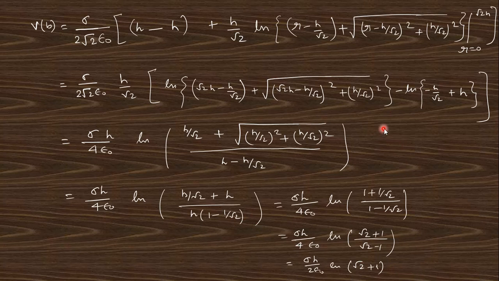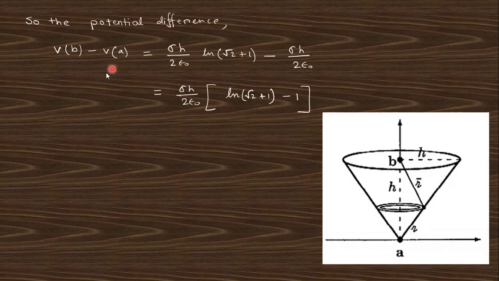Just check this calculation. For any doubt you must comment in the comment box; do this calculation yourself. So we will get the potential at point B. Now you need to find the potential difference. So the potential difference will be Vb minus Va. So Vb and this is Va, the difference is the potential difference between that point and that point of this cone which has a surface charge density.